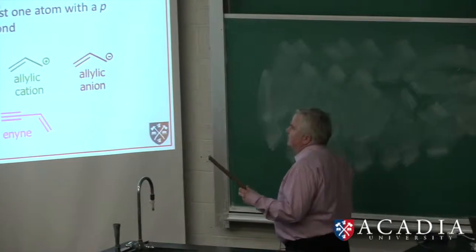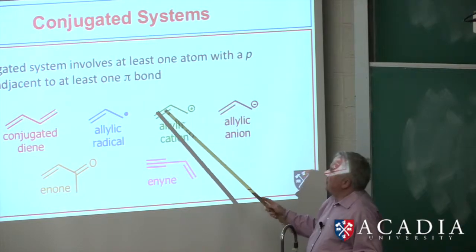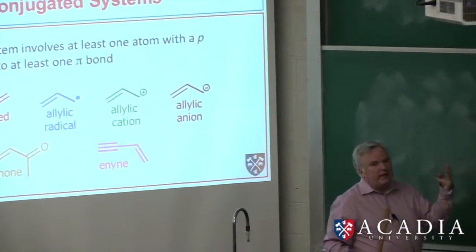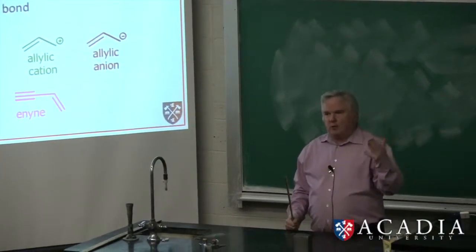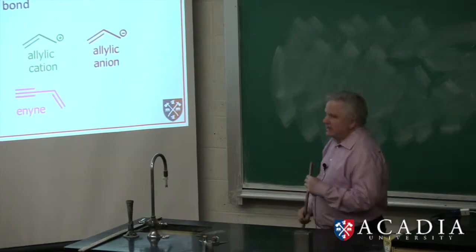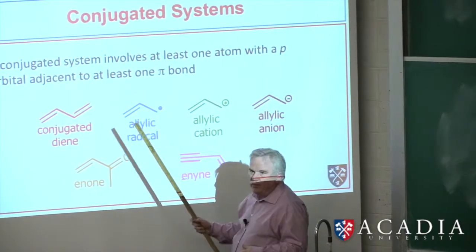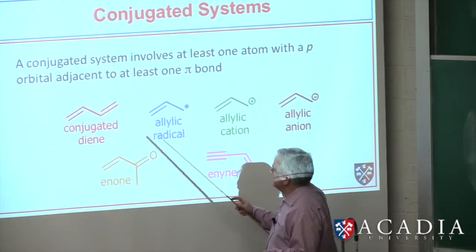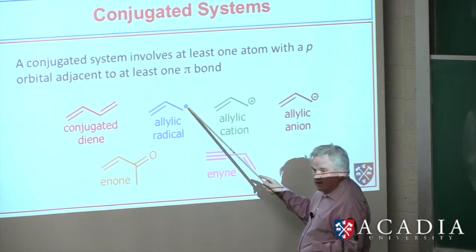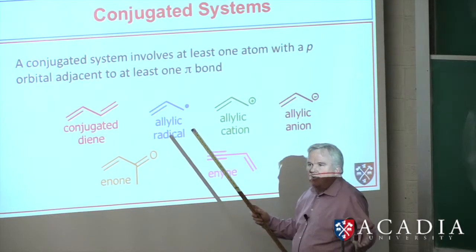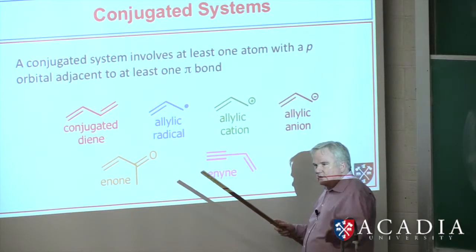A conjugated system involves at least one atom with a p orbital adjacent to at least one pi bond. So we need 3 p orbitals in a row. That's when we start talking about conjugation. 3 p orbitals that are in a row and all in the same plane can give us conjugation. Here we have a conjugated diene. We have 1, 2, 3, 4 p orbitals that can combine to give us this pi system. Allylic radical, all sp2 hybridized carbons. Another way to think of it is I need all sp2 hybridized carbons communicating.